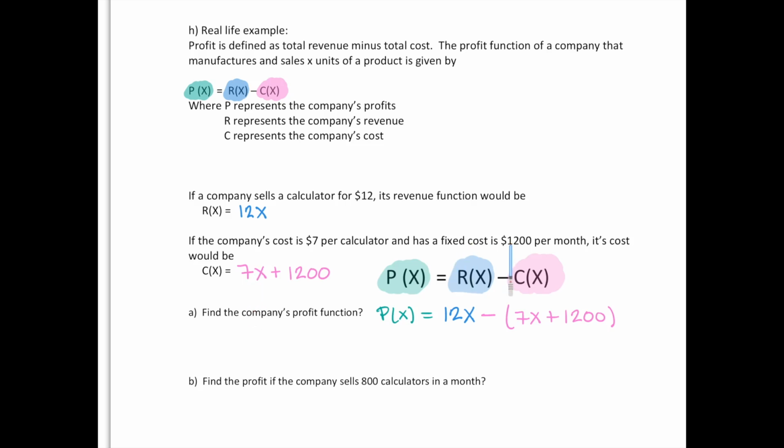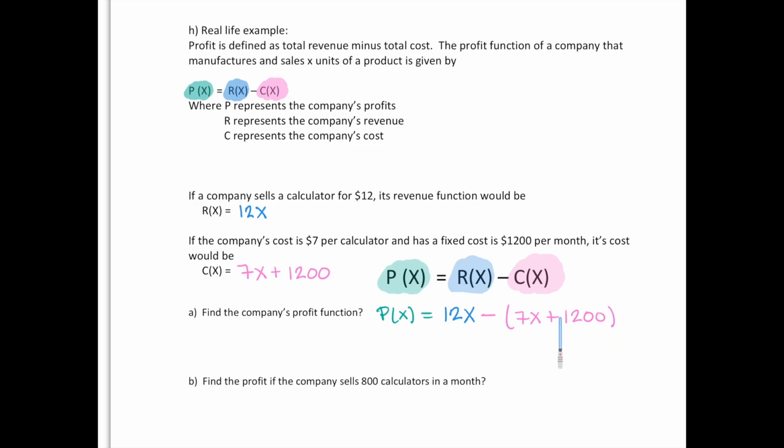And if they have a fixed cost of $1,200 per month, so most often that's rent and paying for employees, then you have to add that 1,200 to the 7 times the X. So this is our revenue function, and this is our cost function. In order to find the profit, you have to take the revenue function, which we determined was the 12x, and subtract from it the cost function, which we determined was the 7x plus 1,200. So you're subtracting the entire cost function. So you need to have parentheses around that cost function.